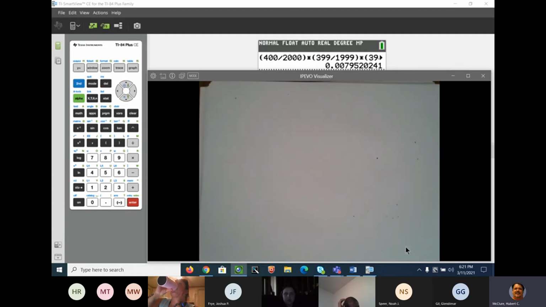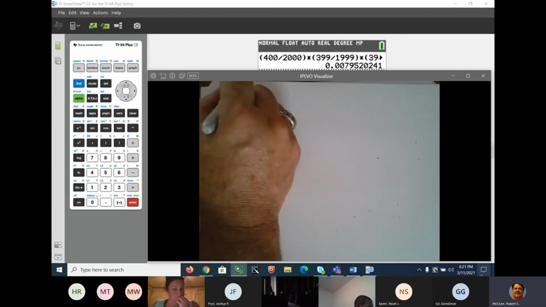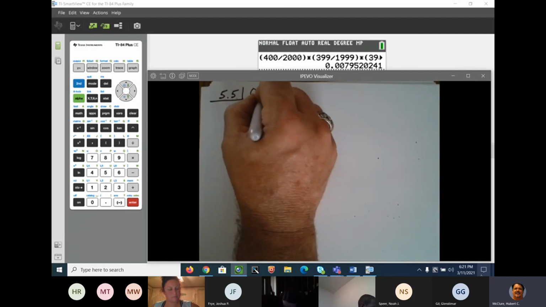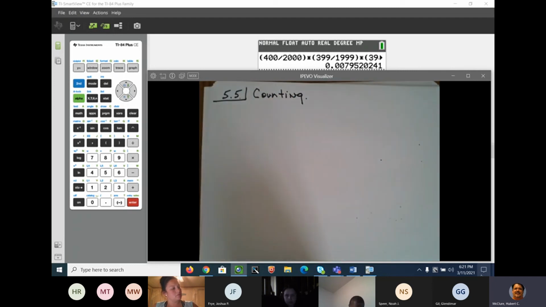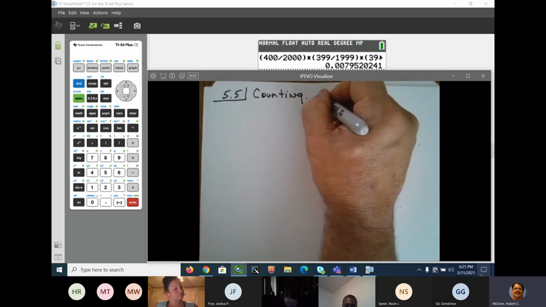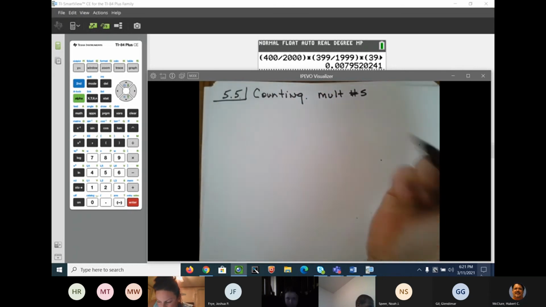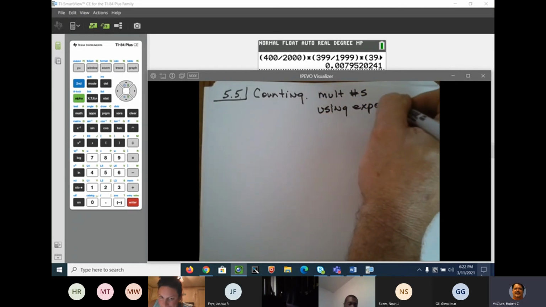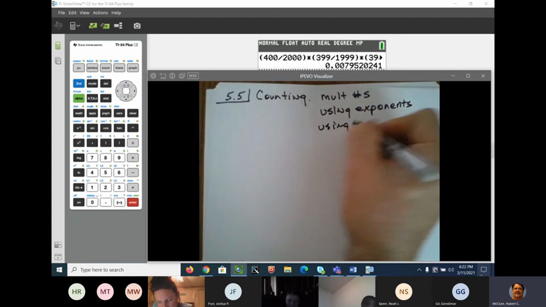Now, this is the last section. This is called 5.5. And this is not very difficult because 5.5 is what we call counting. Now, it's not counting like 1, 2, 3, 4, 5, but it is counting as far as multiplying numbers, using exponents, and using factorial.